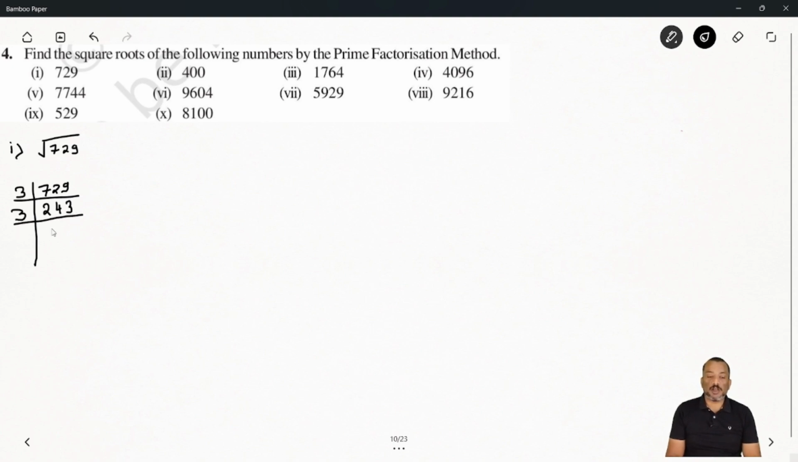So you will get how much? 81. Now again you can go with 3. So you will get here 27. Now 27 again you can divide with 3 because it is a factor of 3. So you will get 9, and 9 again you will divide with 3. So you will get 1. Okay. So which means here the factors are what you have got.